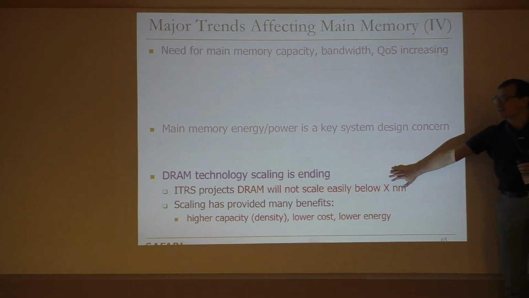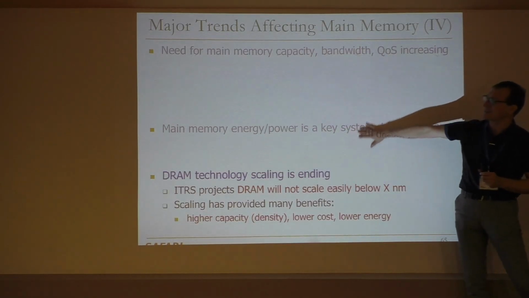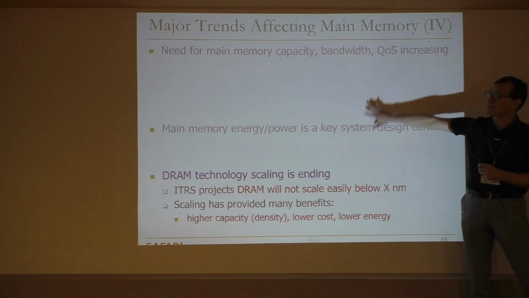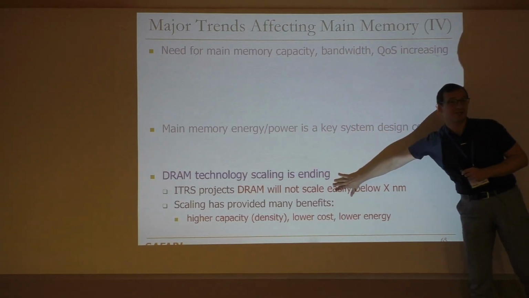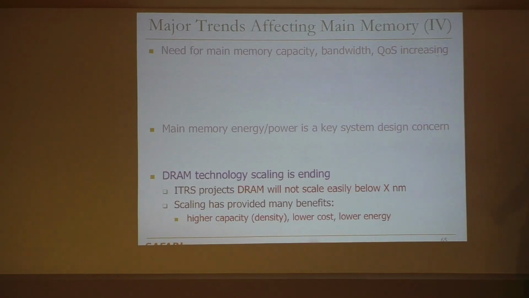Okay, the third big concern is actually even more scary when you think about it in the context of this. On top of all of this, even though we want better performance, better energy, whatever gives us better performance and better energy is ending. This is DRAM technology scaling, and DRAM technology scaling is very similar to other technology scaling. You reduce the size of the circuit, you get better performance, better efficiency, better performance in the sense that you get higher capacity, more density, you get lower cost, you get lower energy. And this has clearly enabled huge improvements in systems today.